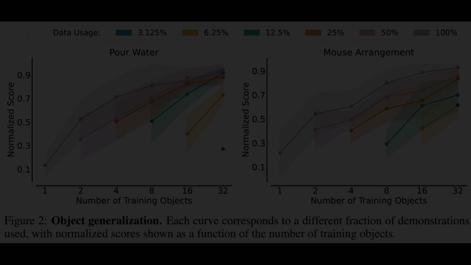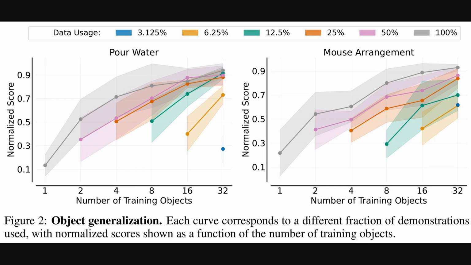Alright, so after looking at how robots adapt to new environments, these next graphs shift focus to object generalization. That's how well the robot performs with objects it hasn't seen before. Again, for pour water and mouse arrangement, we see the normalized score on the vertical axis, but this time, the horizontal axis shows the number of different training objects. The different colored lines represent using different amounts of the total demonstration data. And just like with environments, performance generally climbs as the number of distinct objects increases, following a similar power law pattern. This really highlights that variety in objects is also super important.